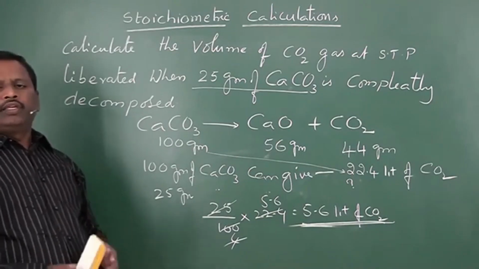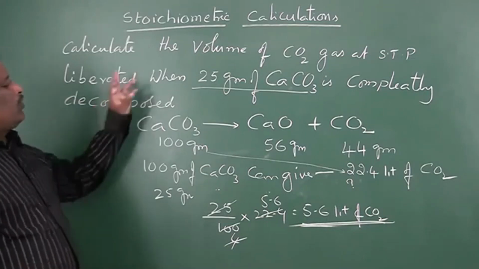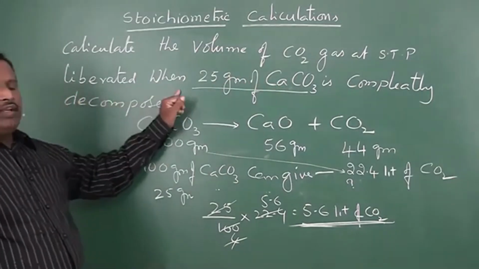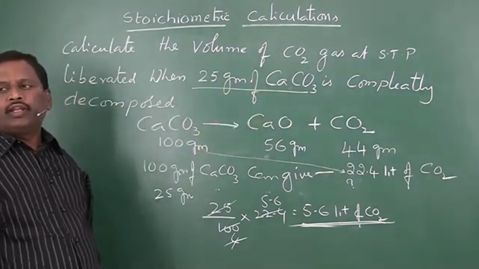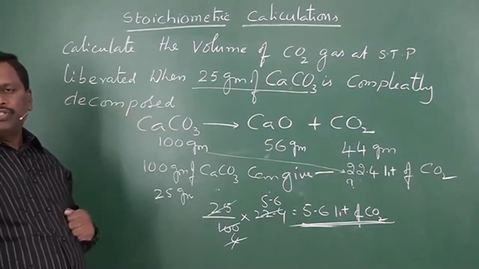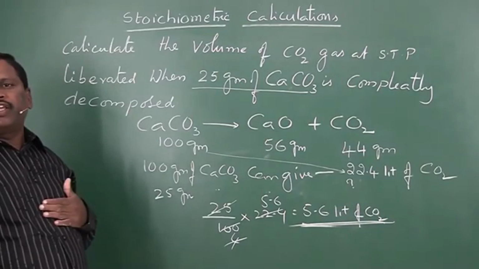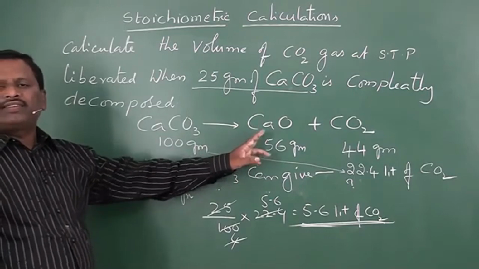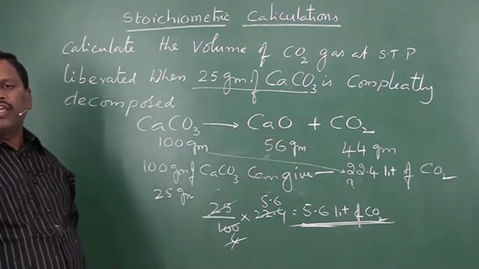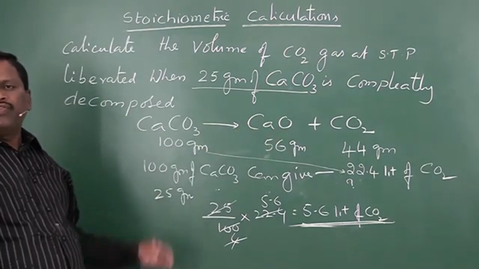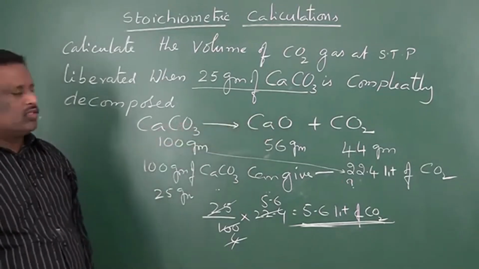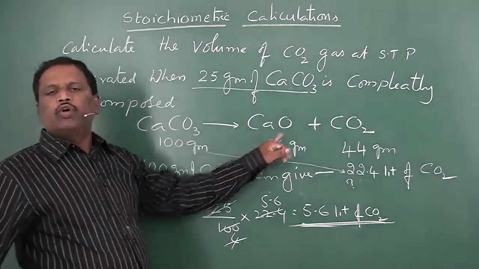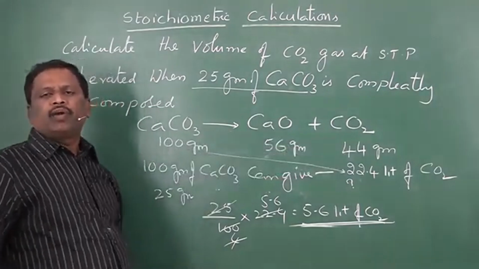Once again, here the problem is: calculate the volume of CO2 gas at STP liberated when 25 grams of calcium carbonate is completely decomposed. The equation for the decomposition of CaCO3 is CaCO3 gives CaO plus CO2. Now if you substitute the molecular weights of all the compounds, 100 is the molecular weight of CaCO3, 56 is the molecular weight of CaO, and 44 is the molecular weight of carbon dioxide.